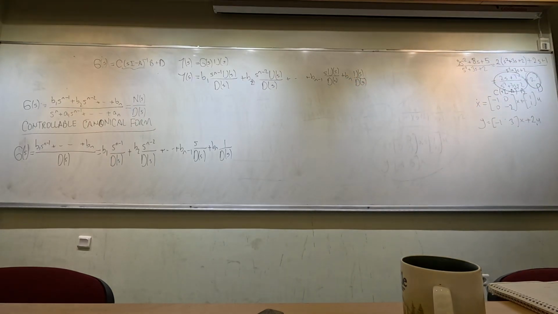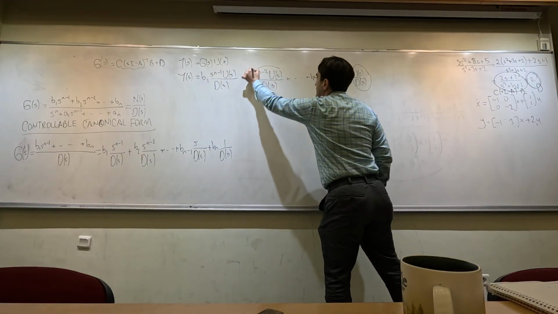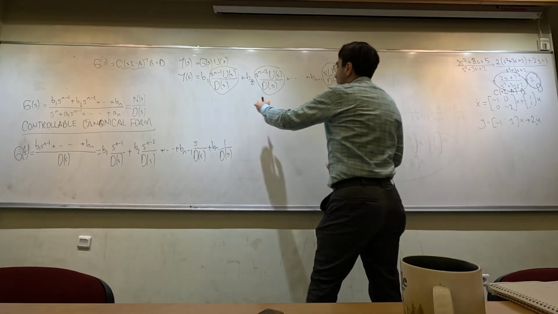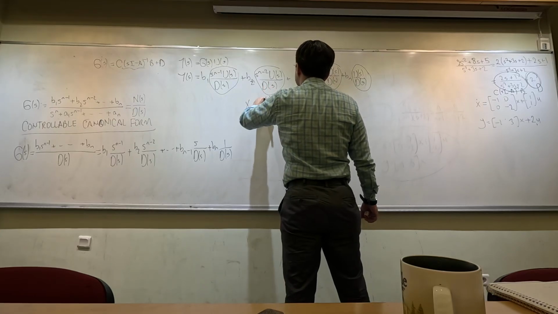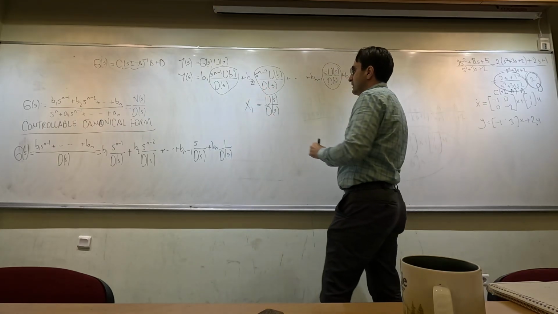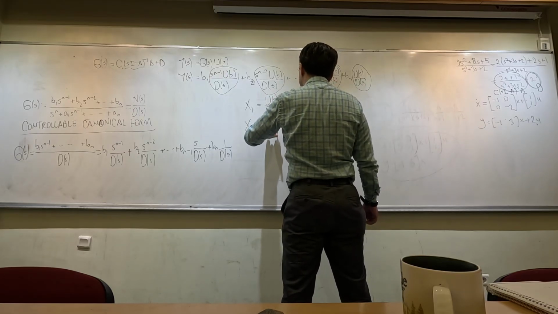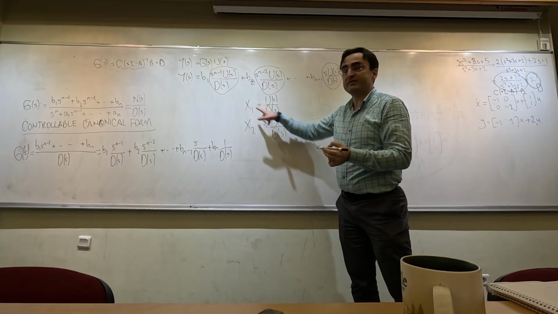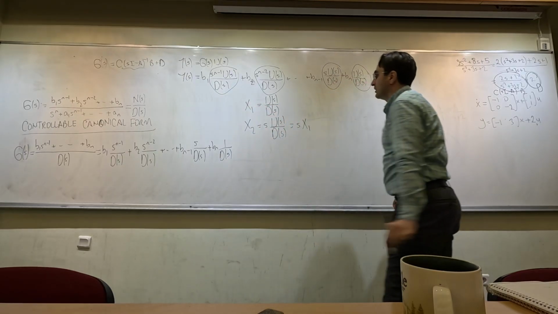And now in controllable canonical form, we are going to be defining our state variables from these quantities. Okay? So these are going to be our new state variables. So I will define x1 of s is equal to U of s divided by D of s here. And x2 will be s times U of s divided by D of s. I clearly see that s times x1 is actually x2. So this is nothing but s times x1.